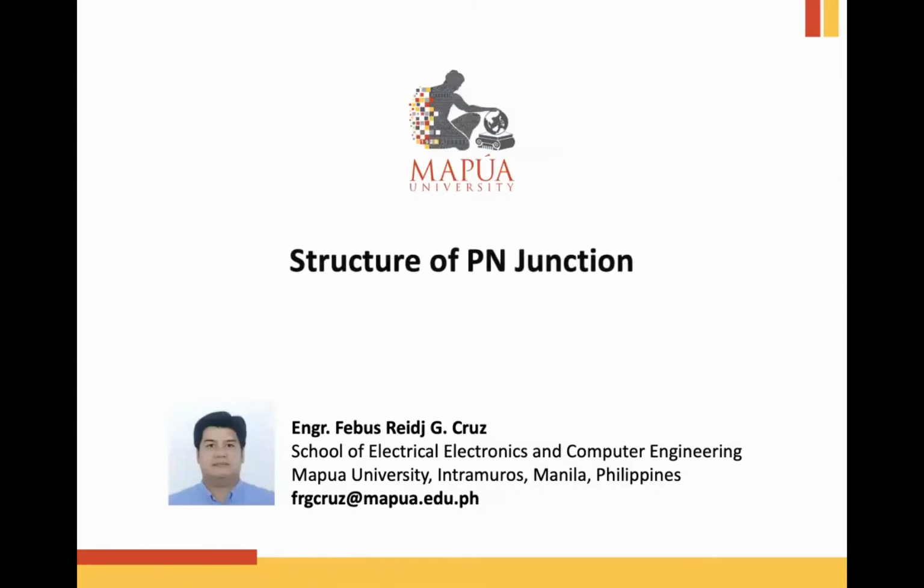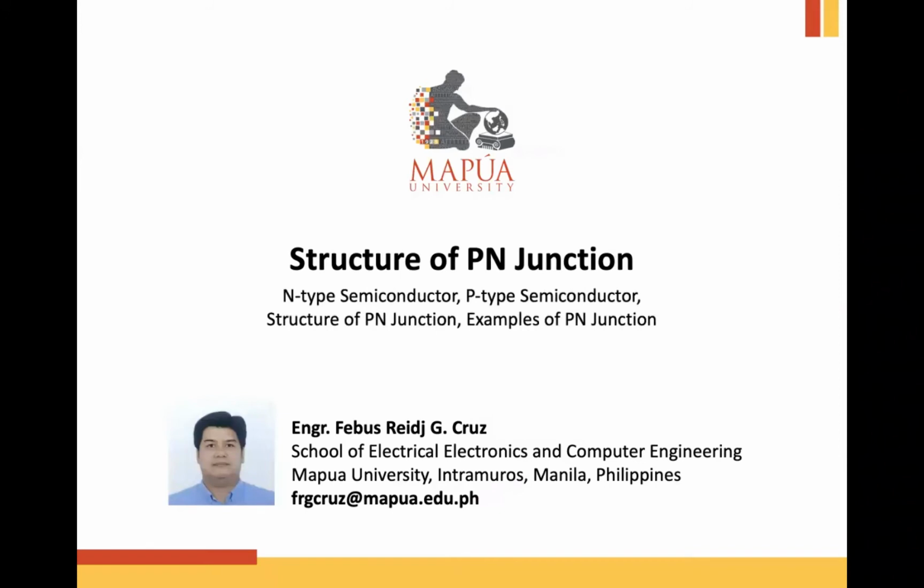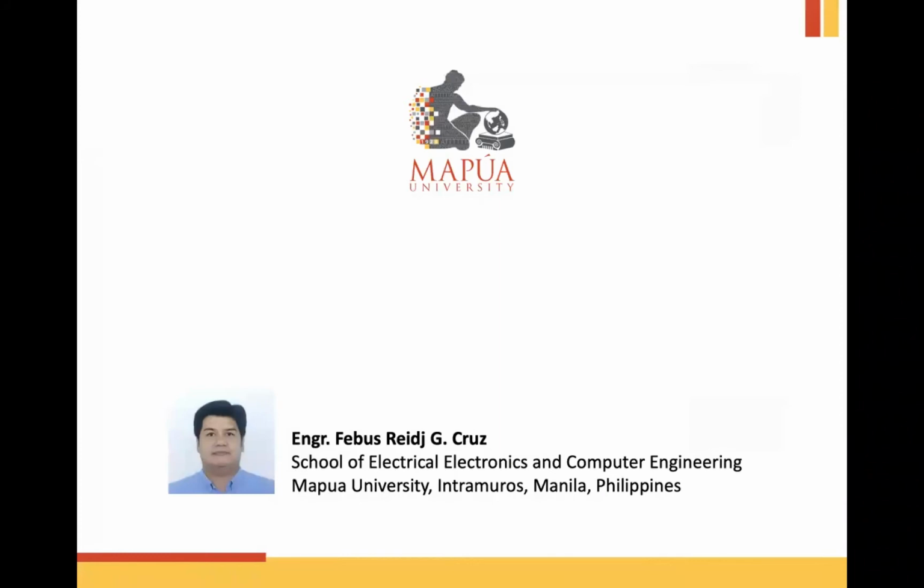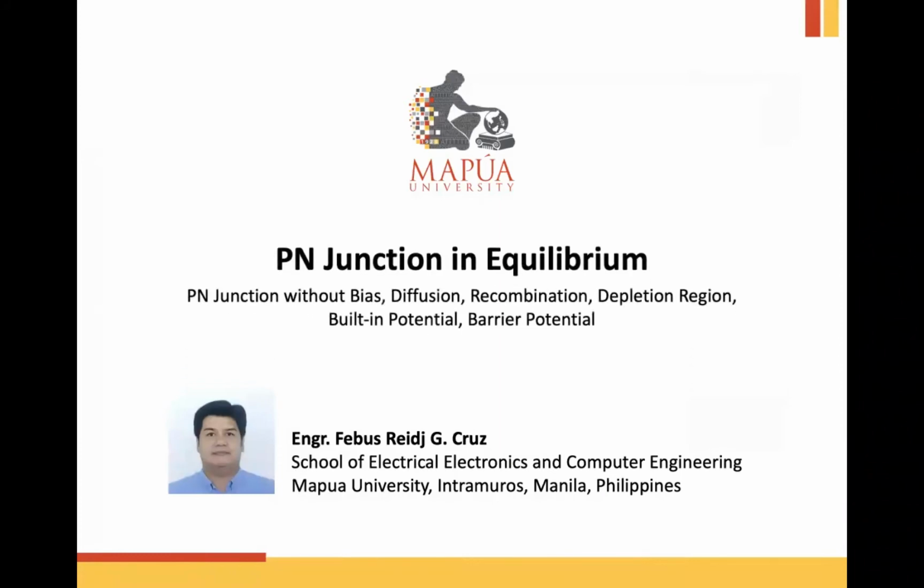So that ends our discussion on the structure of PN junction. So let's continue on the PN junction in equilibrium. What is happening inside the PN junction when there is equilibrium? So when we say equilibrium, there is no movement of carriers. Okay, so the carriers are assumed to be in their location. So they are not moving. Therefore, there is no electrical current.